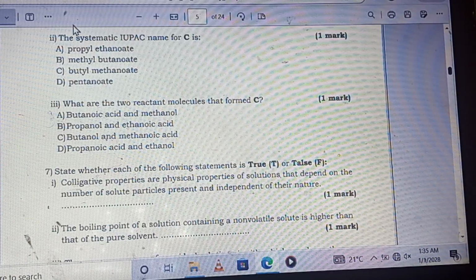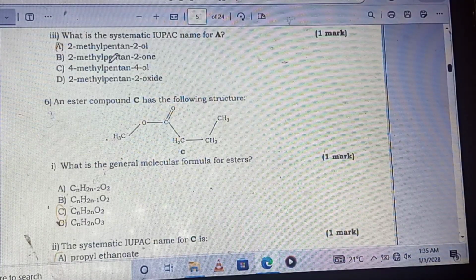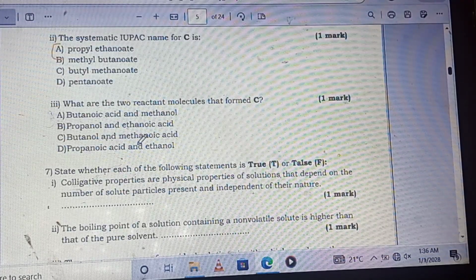The correct answer is letter A, propyl ethanoate. Propyl, this one, propyl ethanoate. Propyl ethanoate. What are the two reactant molecules that form the C?